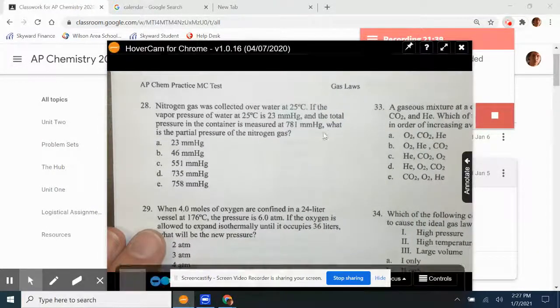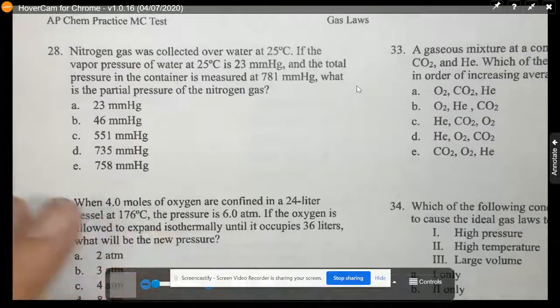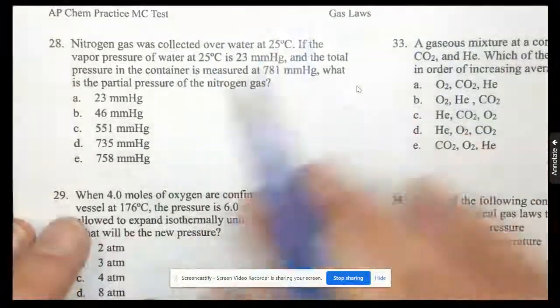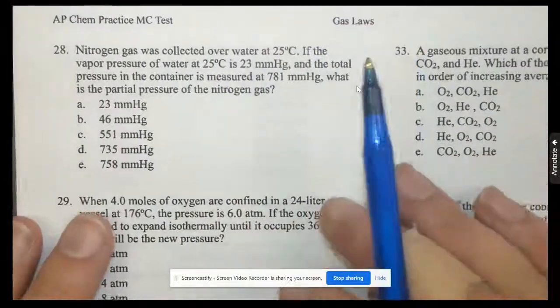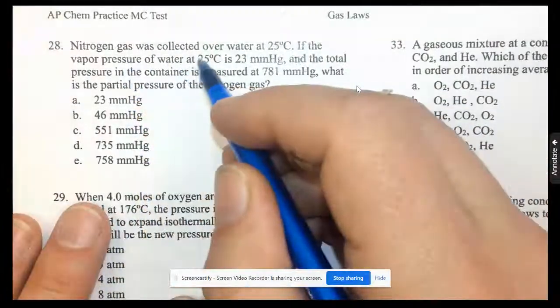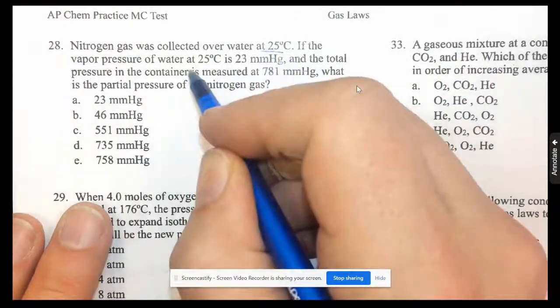So this time I'm collecting gas over water. Now I know I worked through some of these with one of the classes, so one of the two classes might not need to be looking at these because we already did them, but I'm going to put them up on the screencast anyway. So nitrogen gas was collected over water at 25 degrees Celsius.